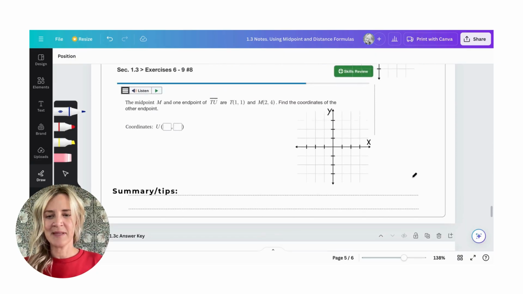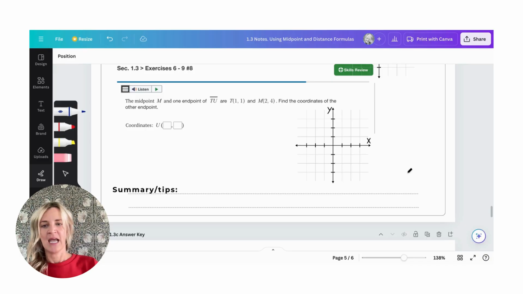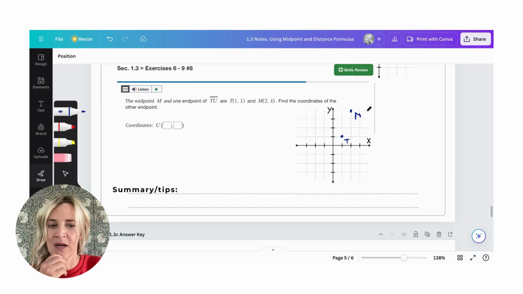Next problem, a little bit harder here. The midpoint and one endpoint are given. This time we're given the midpoint. We're trying to find the other point. Let's see if we can do this by graphing. So our point T is (1, 1). So let's go ahead and graph that point. (1, 1), that's T. The M is your midpoint, (2, 4). 1, 2, 1, 2, 3, 4.